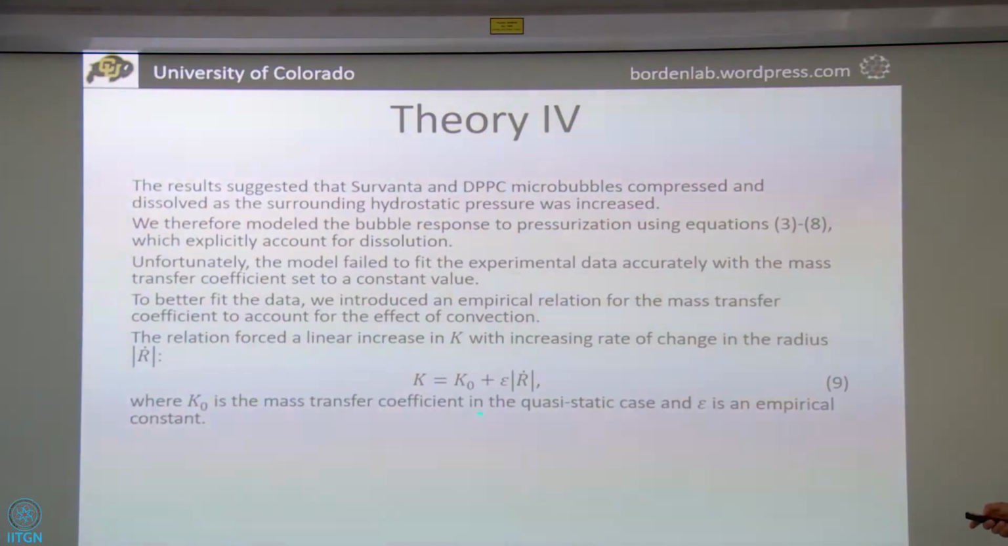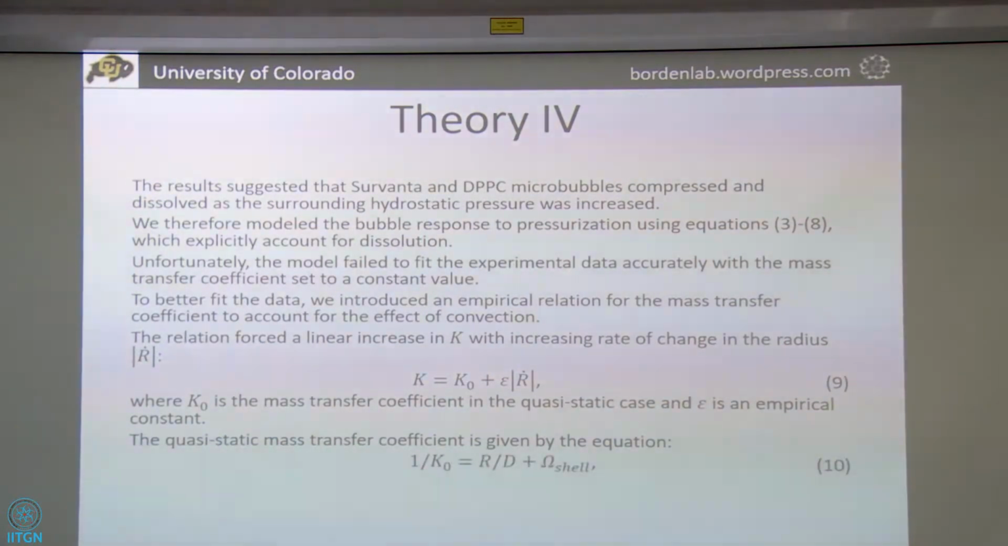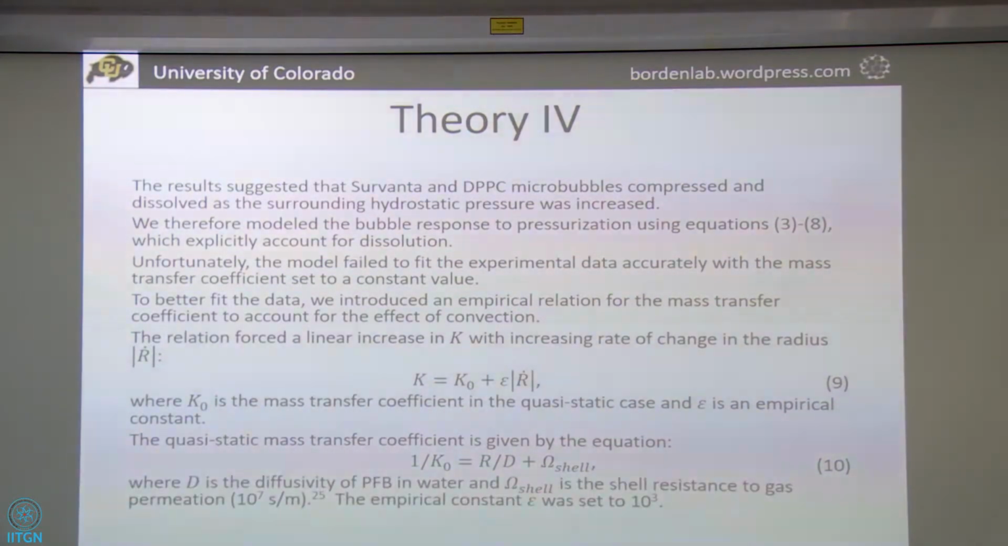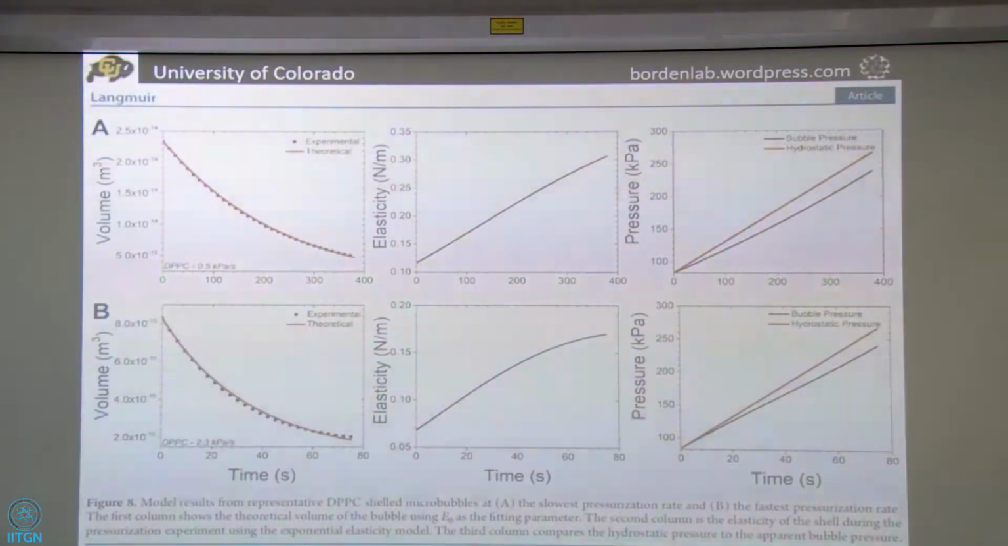So K naught is the mass transfer coefficient in the static case, and then epsilon is some empirical constant that we set to 10 to the 30. Okay, so K naught is equal to D over R, and then this part becomes thick, a bigger shell, so there's a resistance in the shell. Okay, so when we apply this theory that now takes into account the mechanics, this is dPPC at different compression rates. It fits the data perfectly, almost perfectly.